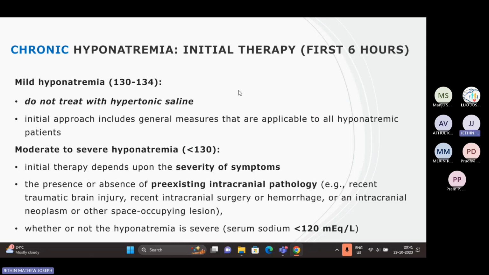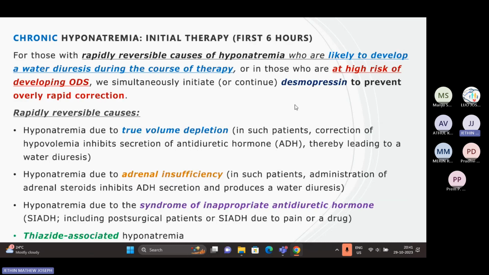So again, chronic hyponatremia, this is basically the explanation of the flow chart. It is better to keep these scenarios in mind because there are two things we have to be careful about: cases where the cause of hyponatremia is rapidly reversible, and patients who are at a high risk of developing osmotic demyelination syndrome. I think in foreign countries, we simultaneously initiate desmopressin to prevent overly rapid correction, but usually we don't follow it here. So we need to be careful if we are overcorrecting sodium in these cases.